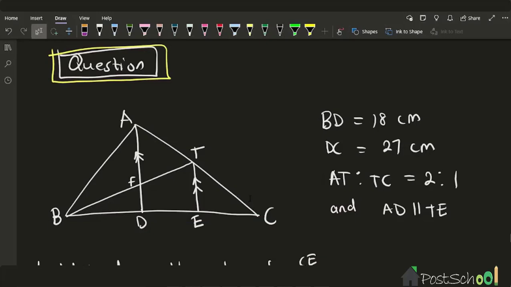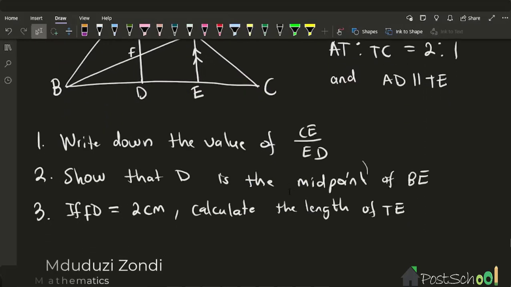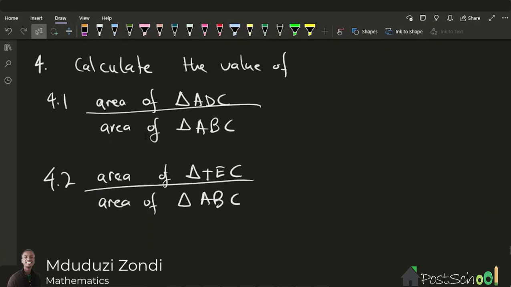Alright, so in this video I'm going to show you how to solve this type of question. They are very simple to solve so long as you understand what you have to look for.